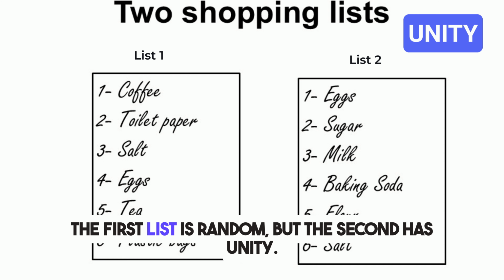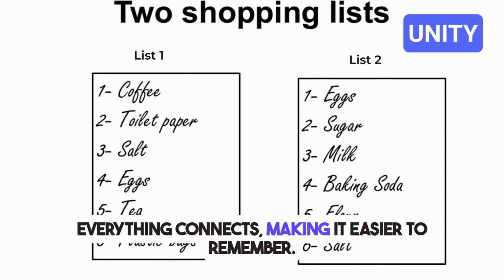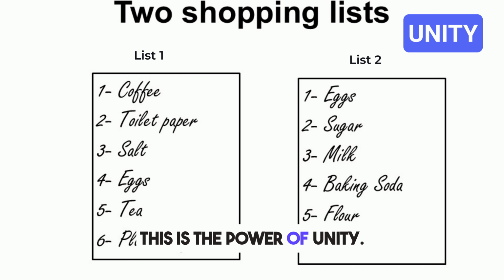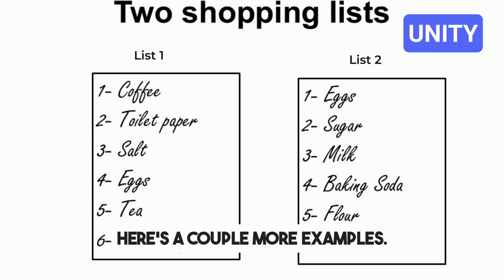The first list is random, but the second has unity. Everything connects, making it easier to remember. This is the power of unity. Here's a couple of more examples.